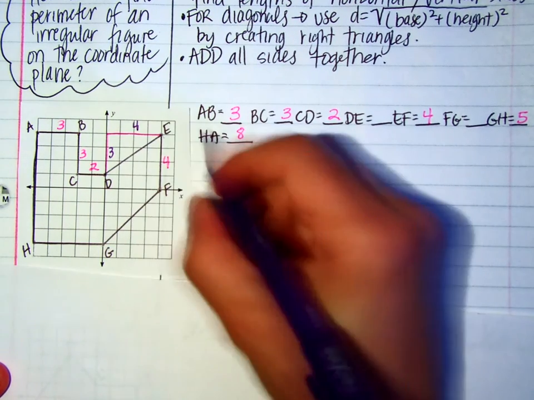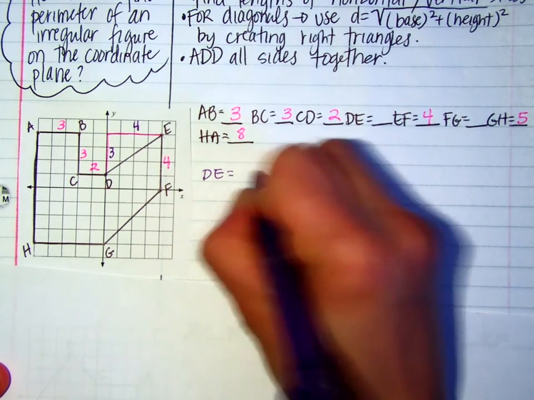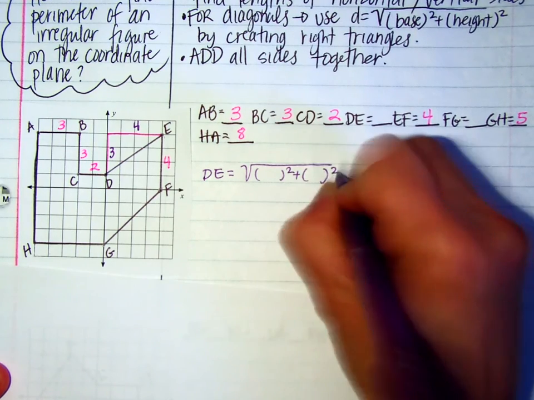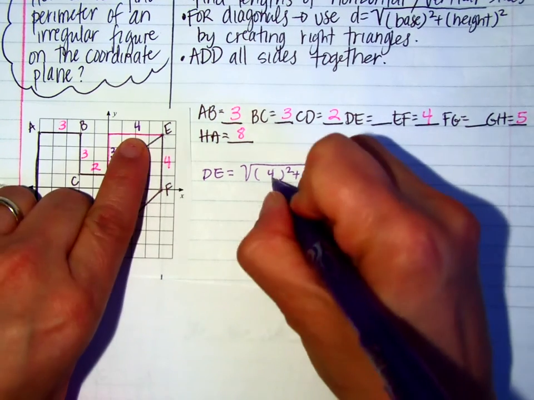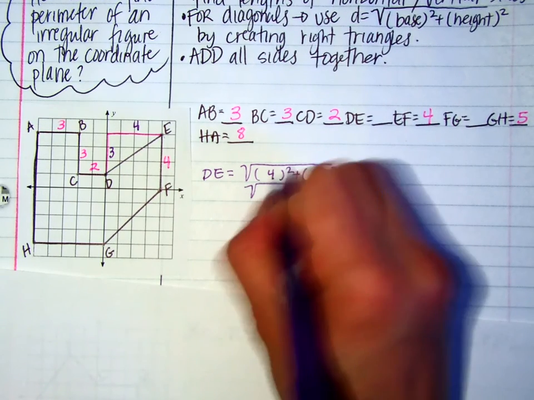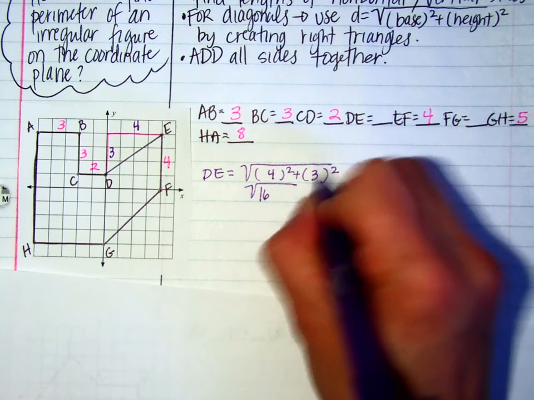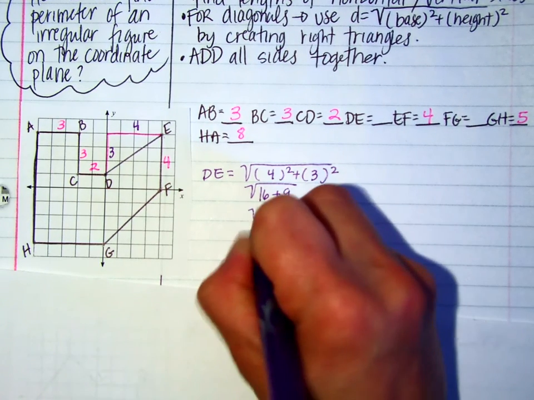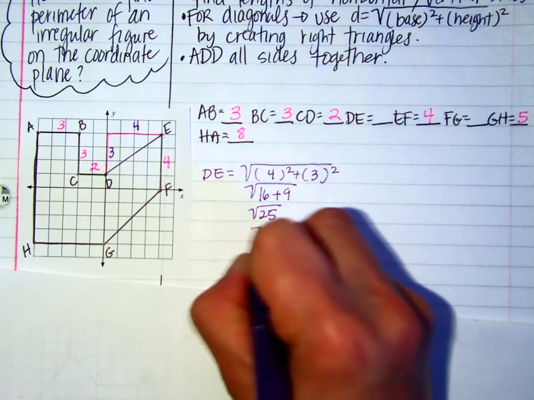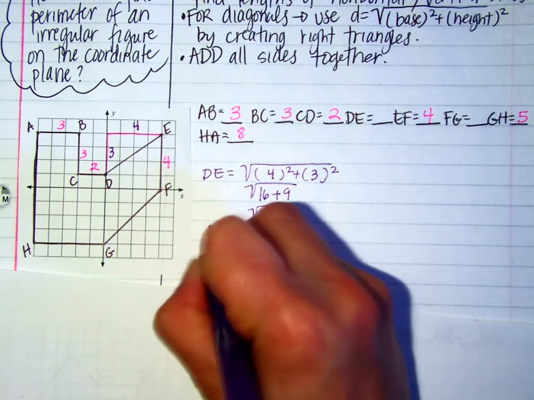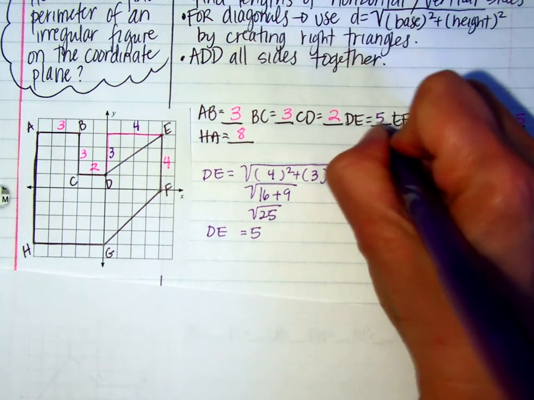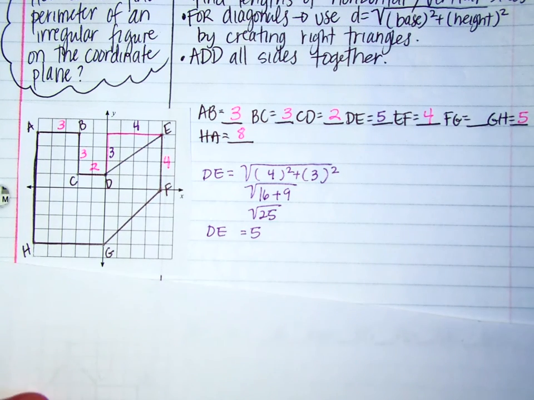So for segment DE, I'm going to take the square root of the base squared plus the height squared. So that's going to be 4 squared plus 3 squared. I know 4 squared is 16, and 3 times itself is 9. 16 plus 9 is 25, and if I take the square root of 25, it will give me 5 units. So the length of DE is 5. I'm going to write that down in there.